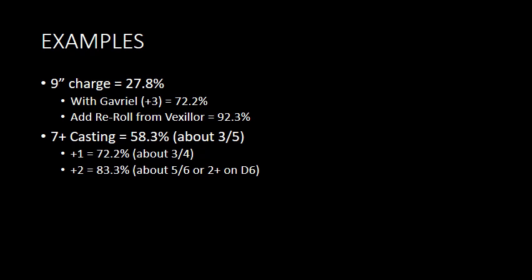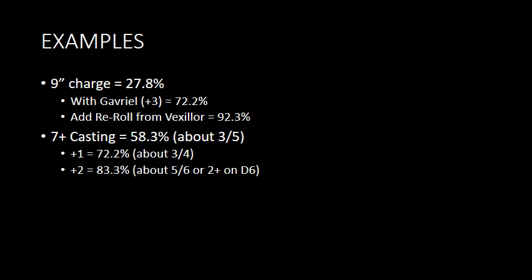So the question is, how much do you really want that plus two to cast versus just plus one to cast? Is it really that valuable? The jury is still sort of out for me. The seven plus casting is at 58%, so roughly three-fifths. Adding plus one to that gets you to about three quarters of the time. And doing it plus 2 gets you to 83.3%, which is actually 5 sixths, which is the same as rolling a 2 plus on 1d6. So that makes things very interesting.